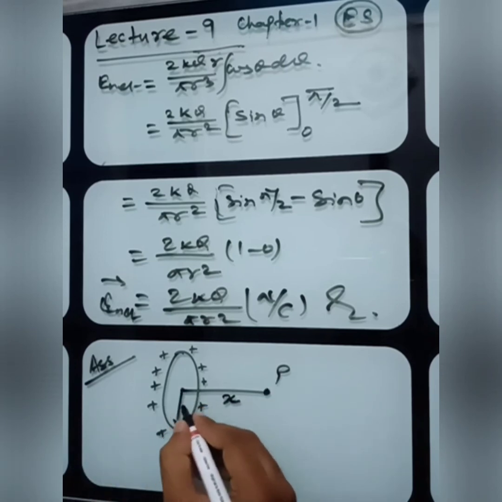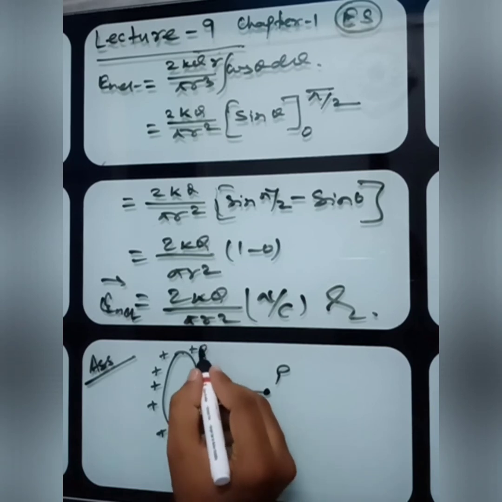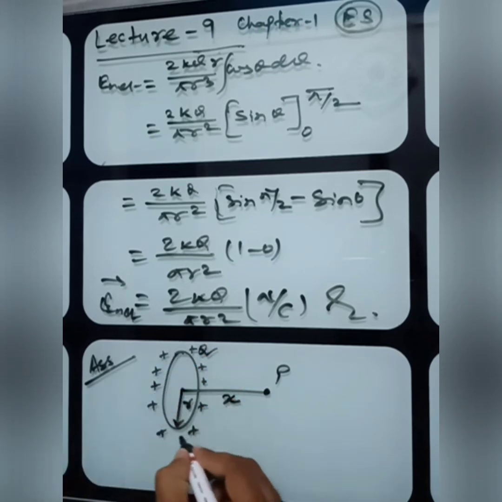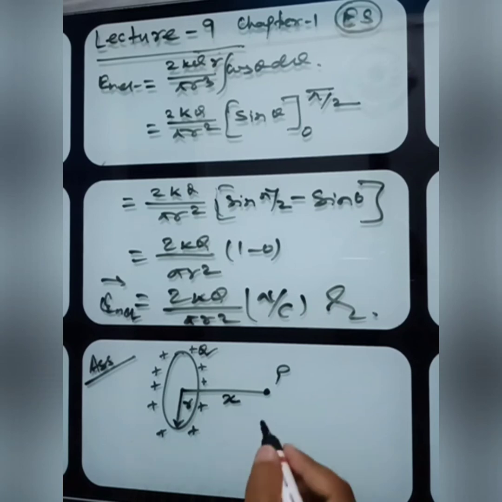All the things are given. Radius is r, charge is plus q distributed over the length of the ring. You have to find the electric field at point P.